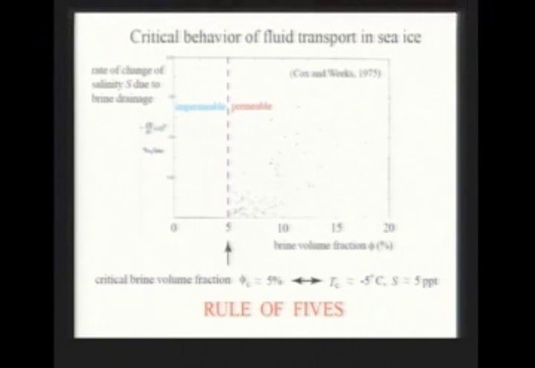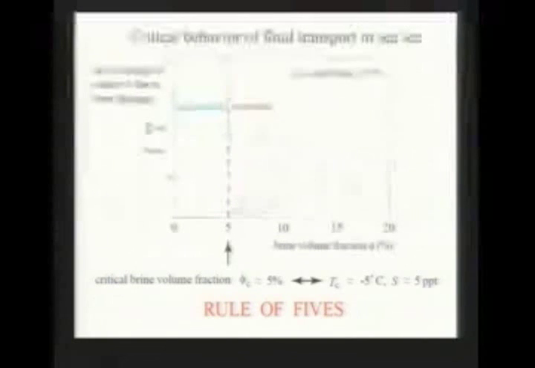And what you see here is that below a critical brine volume fraction of about 5%, the sea ice is effectively impermeable. Whereas when the brine volume fraction exceeds about 5%, at least for columnar sea ice, the classic Arctic congelation growth sea ice, the sea ice is increasingly permeable.